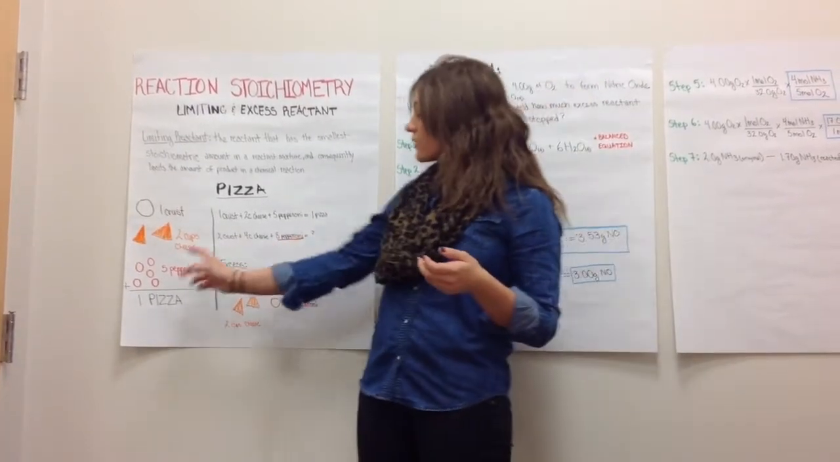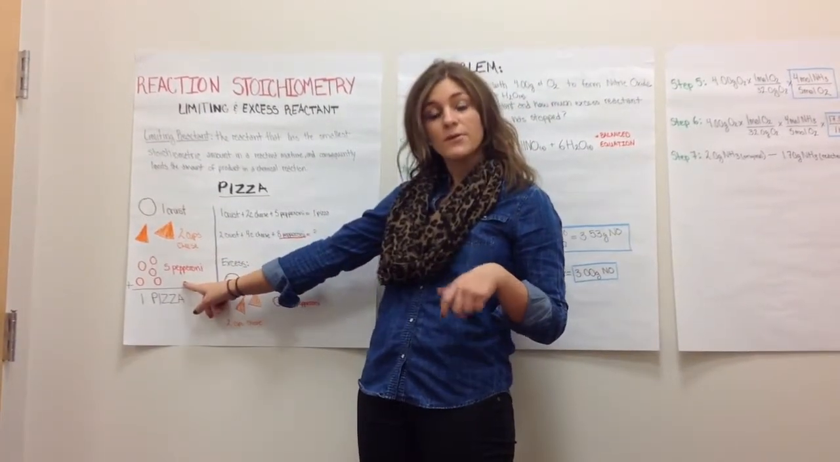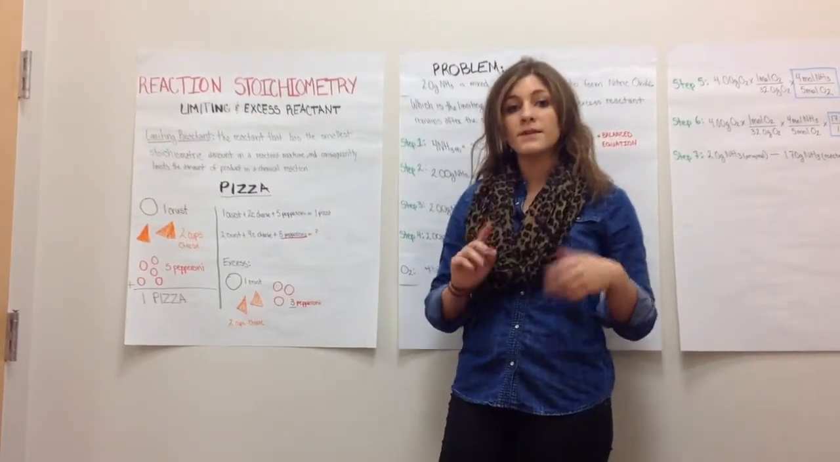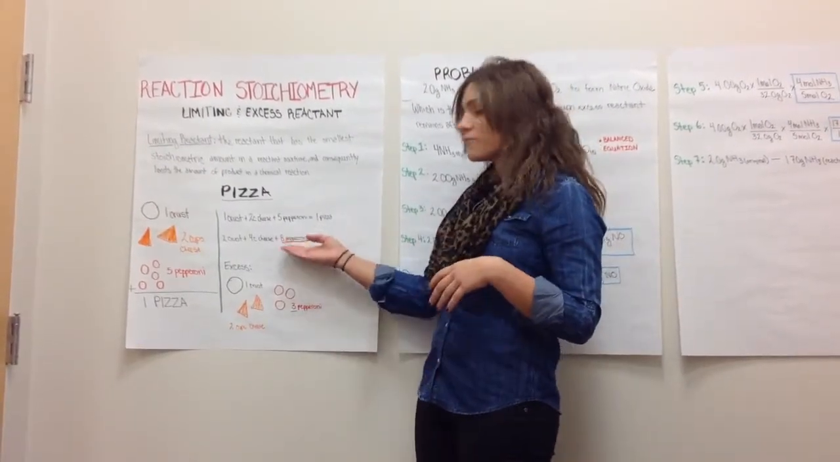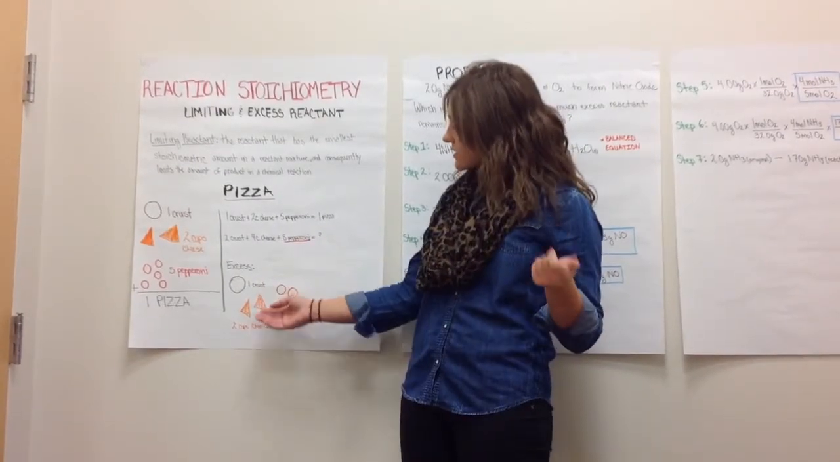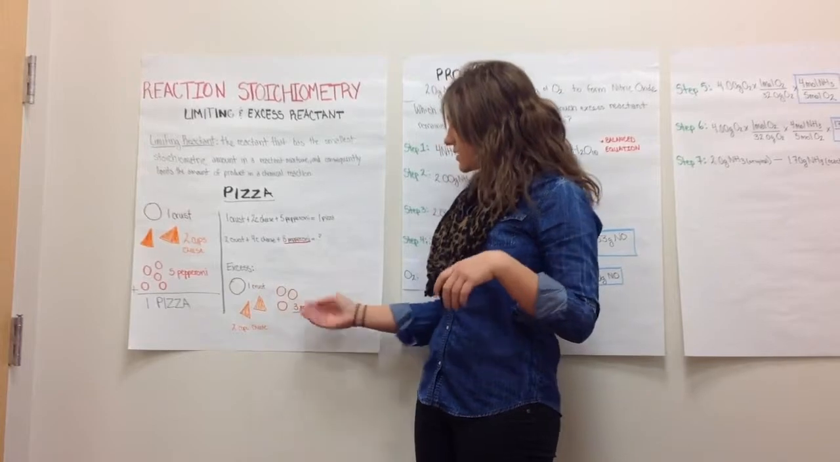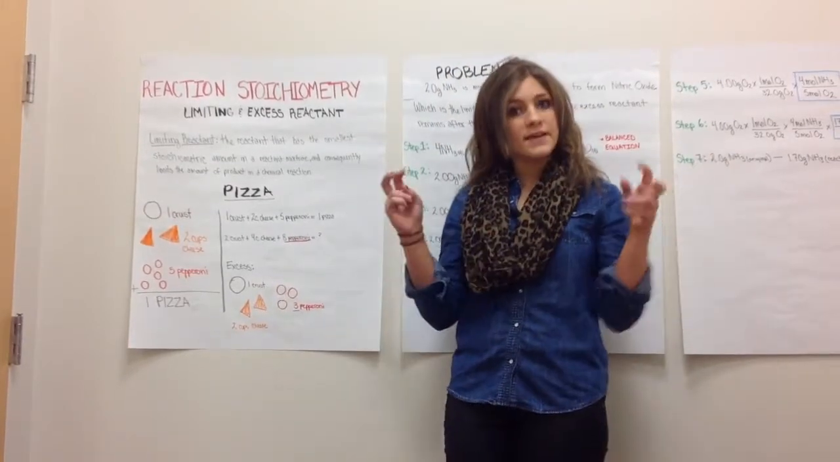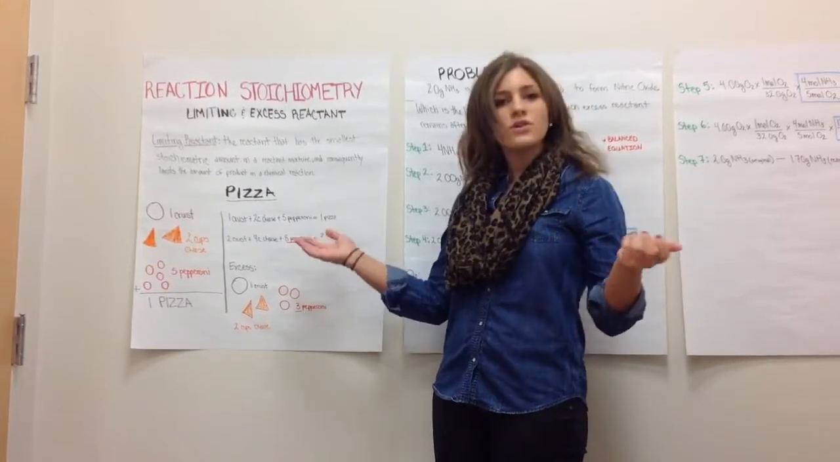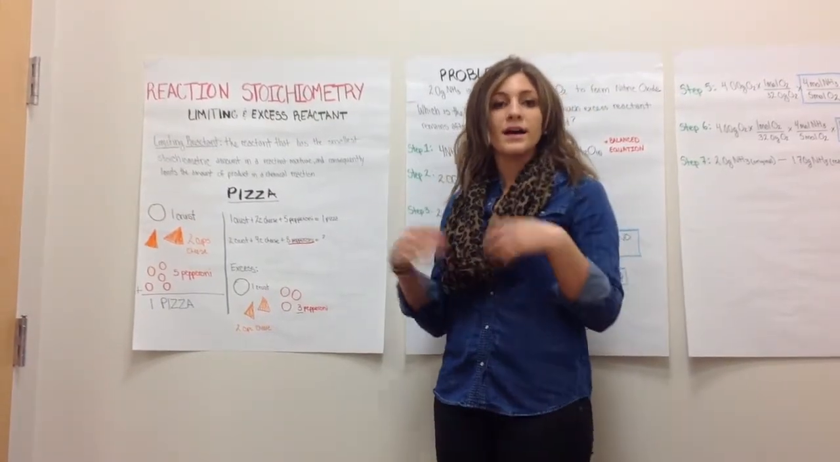So what we found earlier was that we need 5 pepperonis per pizza. So this means that we can still only make one pizza because we're limited by the number of pepperonis we have, because we only have 8 out of the 10 required. So we have an excess of 1 crust, 2 cups of cheese, and 3 pepperonis. In our pizza equation, it means that we're limited by pepperoni. So you can take that exact same example and apply it to chemistry.